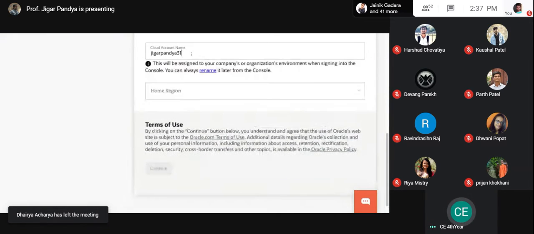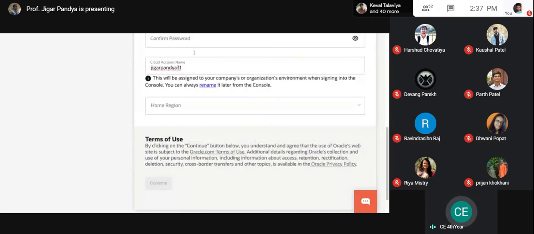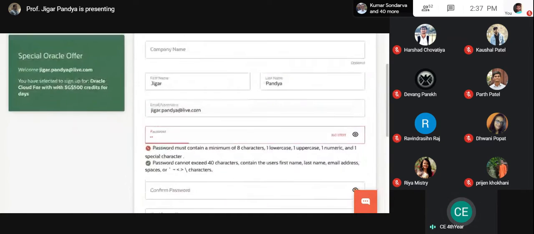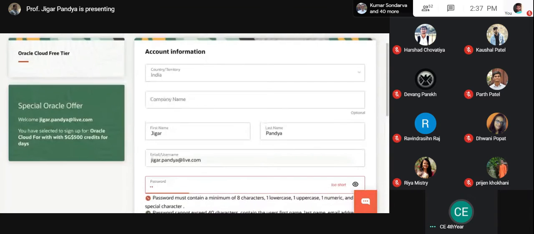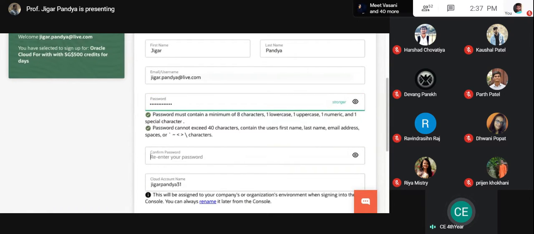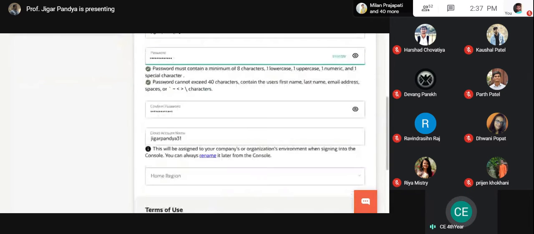So here, the cloud account name would be the tenancy name. You may choose anything, or whatever gets created by default, go with it. I did not want to do this, but let's just do it so that you learn this part. You are advised to attend some events from Oracle, whichever interests you, and also take benefit of such credit for exploring cloud, right?